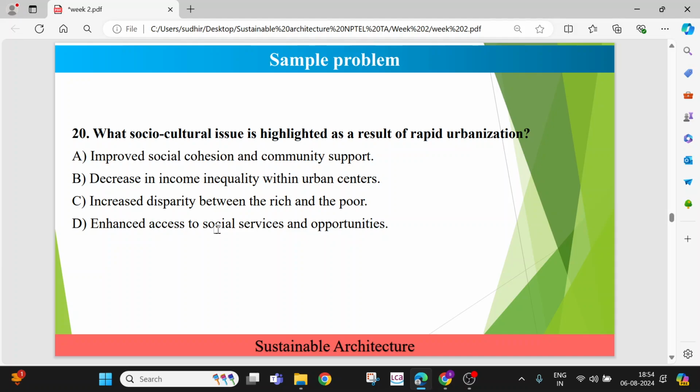What socio-cultural issue is highlighted as a result of rapid urbanization? Increased disparity between rich and poor. Option C. So I think the questions are clear to all of you. Option B, sir. Option C, sir. Payal is strict with answer C.